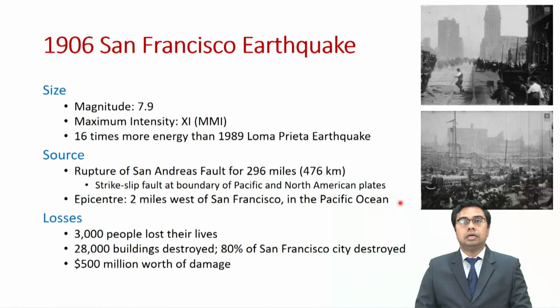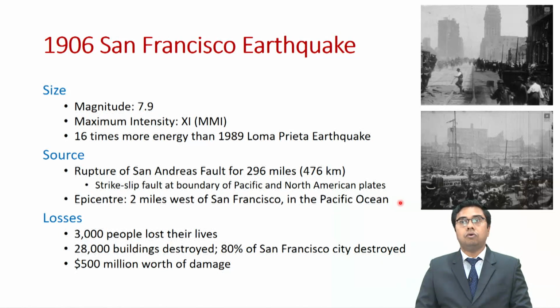The intensity of the earthquake was 11 on the modified Mercalli intensity scale in San Francisco city, which is perceived to be very high, and therefore the losses have been tremendous. 3,000 people lost their lives and over 80% of the San Francisco city was destroyed. $500 million worth of damage also happened.